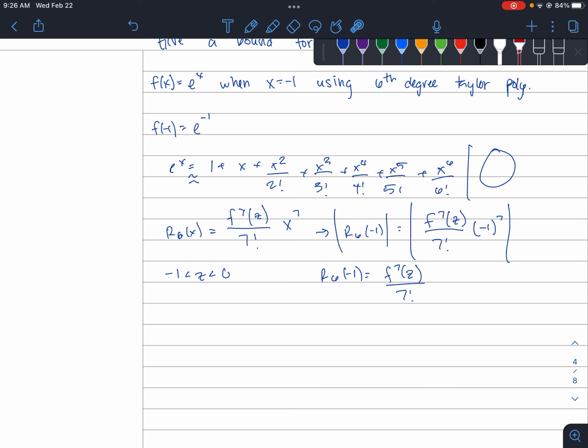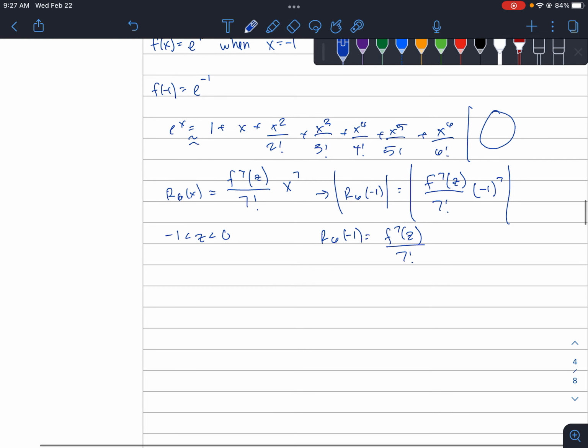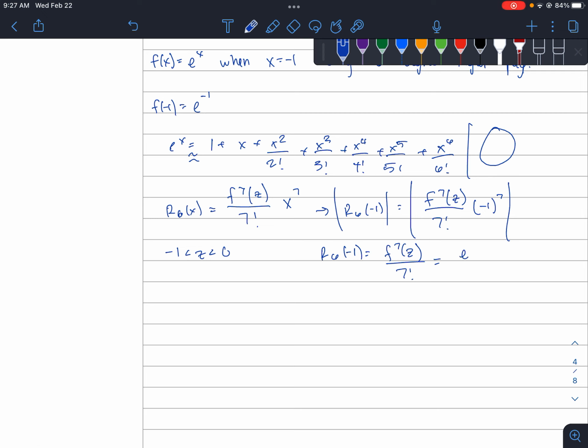Well, first of all, take a step back. We have to understand what the seventh derivative of the function would be. So the seventh derivative of f of x, that's what we need. Sorry, I totally forgot about that part. The seventh derivative of e to the x is going to be equal to e to the z, because the derivative of e to the x is itself, no matter how many times you differentiate. Now it makes more sense to plug in a value. So am I going to plug in -1 or 0 to maximize this value?